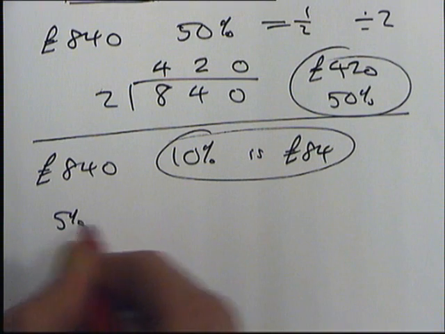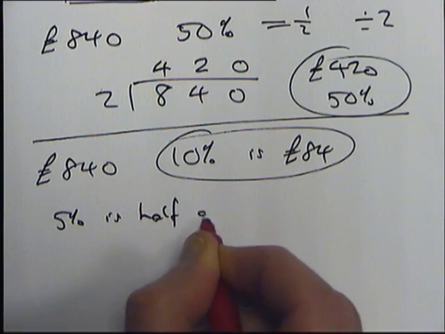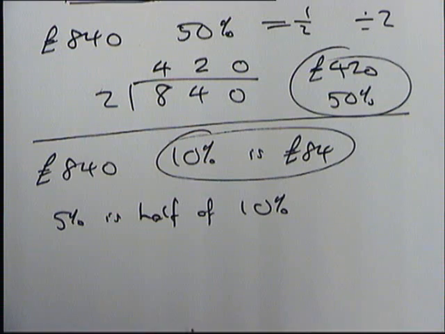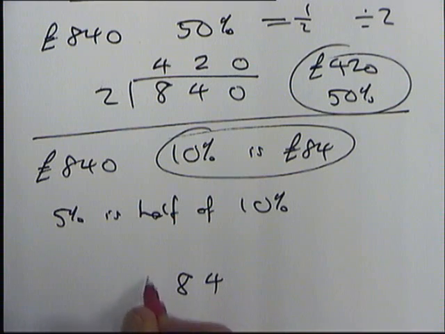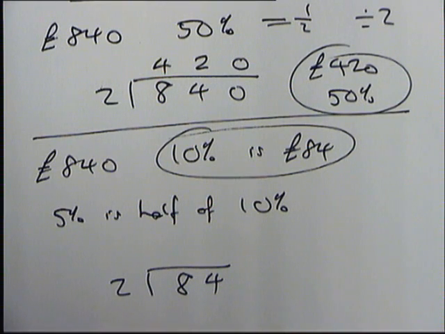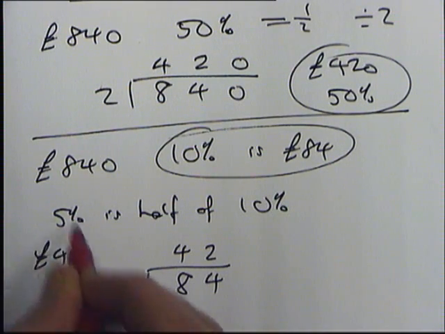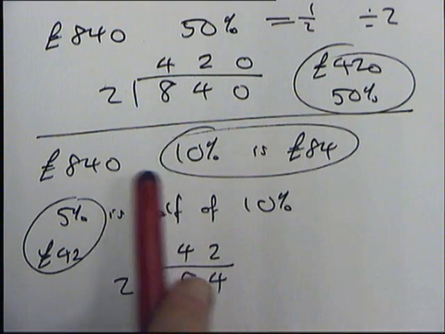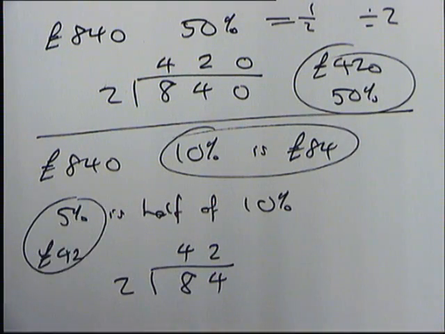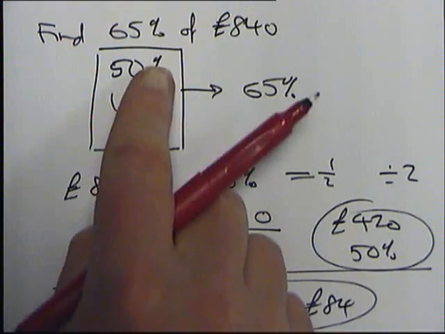Well, 5% is half of 10%. So I need to get my 10% number, which is my 84, and divide that by 2. So 2 into 8 goes 4 times, 2 into 4 goes twice. So 5%, I've just worked that out as being £42. So I've got my 50% number, my 10% number and my 5% number. From what I said earlier, if I add those together, I can get 65%.